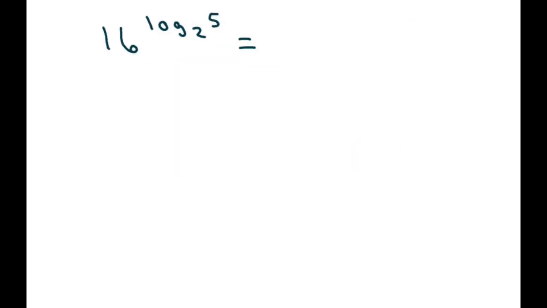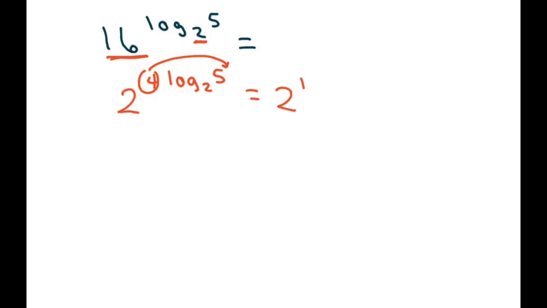Okay, the next one is this one. My bases aren't the same, so I'm going to write this 16. You want to make the bases the same, so this is going to be 2 to the 4th times log base 2 of 5. Alright, and now I'm going to use my power property and move that 4 up there. So we have 2 log base 2 of 5 to the 4th. Since using my formula, since my bases are the same here, my answer is just 5 to the 4th, which equals 625.